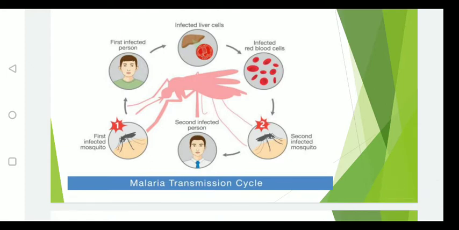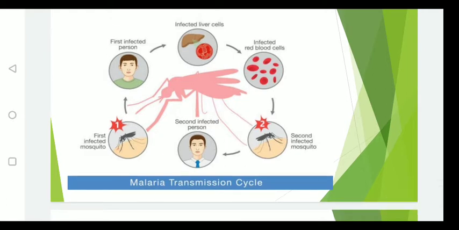From this first infected person, after the invasion of the Plasmodium species in the body, the liver is damaged, with infected liver cells and infected red blood cells. When a mosquito bites the first infected person, the mosquito becomes infected. This second infected mosquito will go towards the next healthy person, the second healthy person, to make the second infected person.